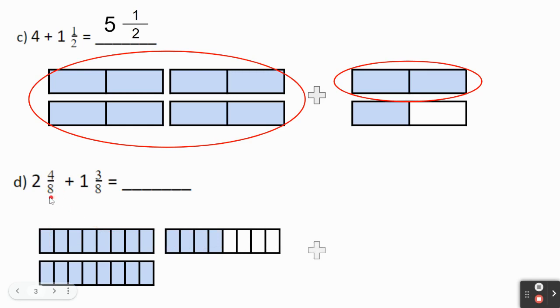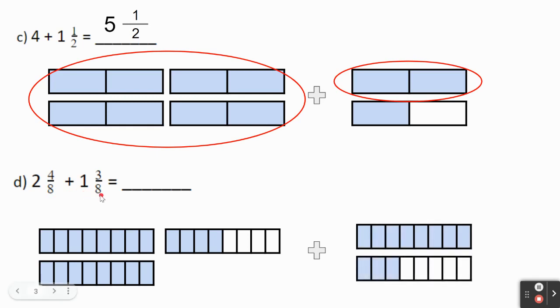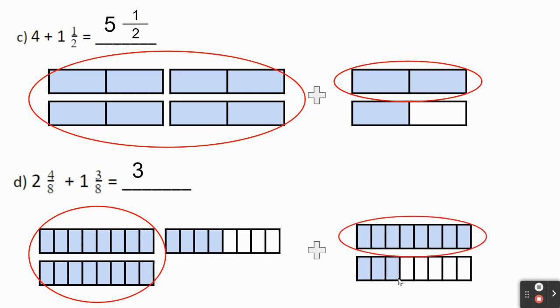We're going to add 1 whole shaded broken up into 8 parts and an additional 3/8 or 3 parts shaded out of 8 parts. First, let's add all the wholes together that are completely shaded. We have 2 wholes shaded completely in our first addend and 1 whole shaded in our second addend. That gives us 3 wholes completely shaded.